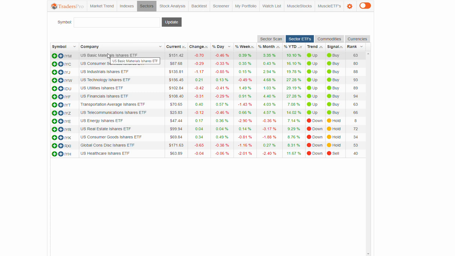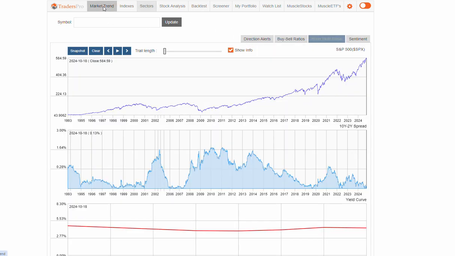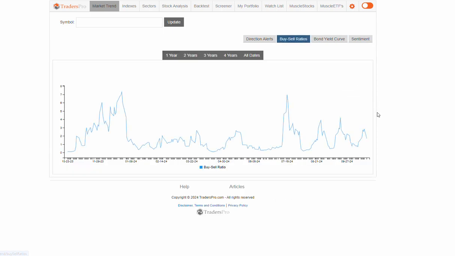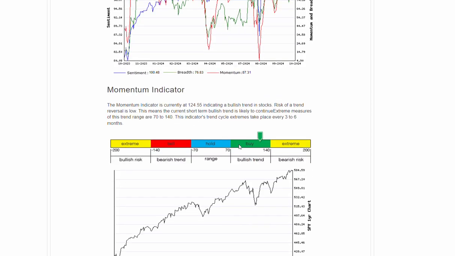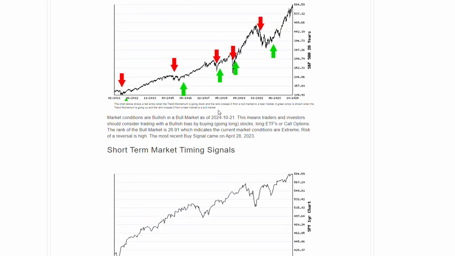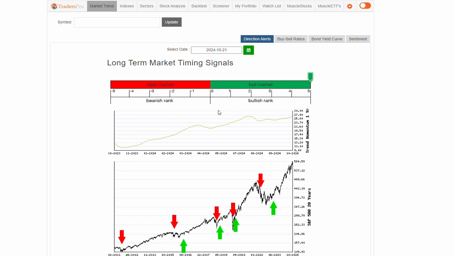Obviously, we've got the big run up in gold. We've got industrials, technology, utilities. Those have all been performing relatively well. And when we start to see those start to break down, in addition to some of the other indicators that we're getting, buy-sell ratio starts to weaken, direction alerts, some of the shorter-term momentum indicators start to weaken, then we know that we're in for a little bit more of a slide.